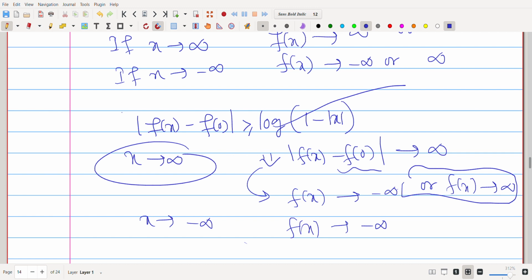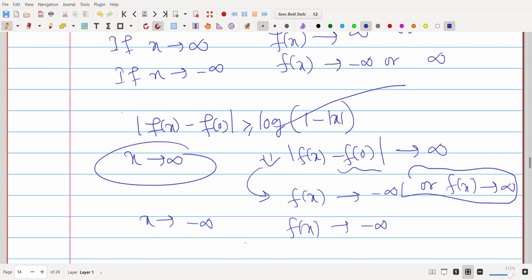So in this case, we are assuming that f is strictly increasing: when x goes to infinity, fx also goes to infinity, and that means x going to negative infinity implies fx must go to negative infinity. Or if f is strictly decreasing, then when x goes to infinity, fx goes to minus infinity, and when x goes to negative infinity, fx goes to positive infinity.